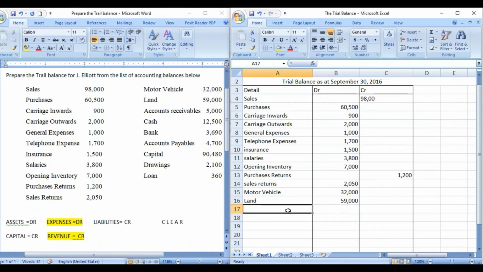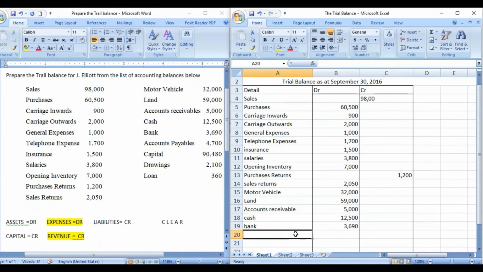Accounts receivables, they are current assets, and once it is an asset, we know that assets carry a debit balance. So we put in our accounts receivables and we debit the account with 5,000. Then we have cash, assets again, carries a debit balance, so we debit with 12,005. Bank, asset, so we are going to debit our trial balance with 3,690.